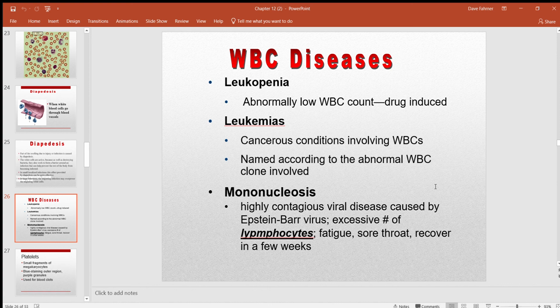Another disorder is called mononucleosis, which is commonly called mono. This is when we have an excessively high number of monocytes and lymphocytes because of the presence of a specific kind of virus that causes fatigue, sore throat, and a number of other secondary infections.